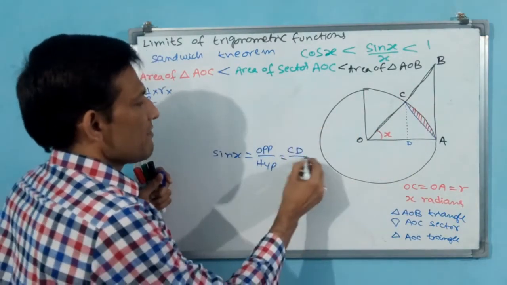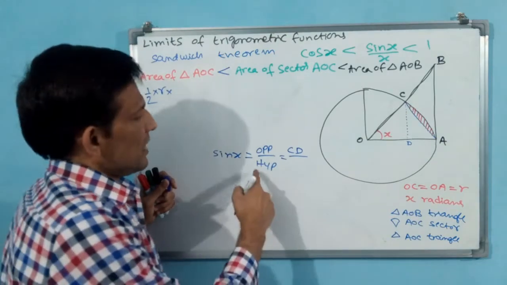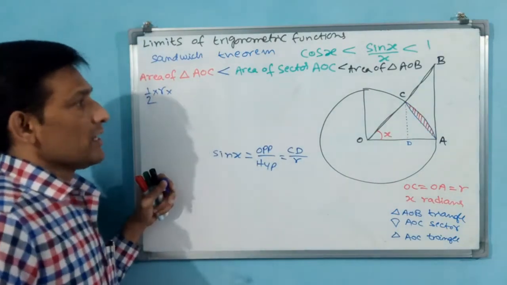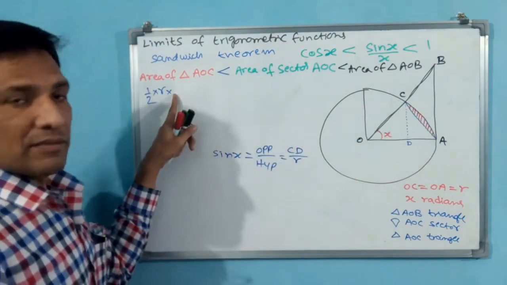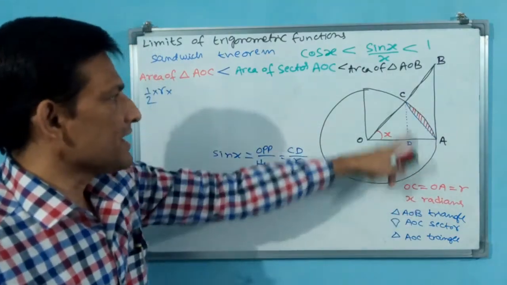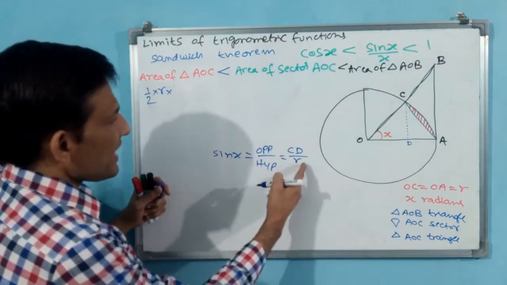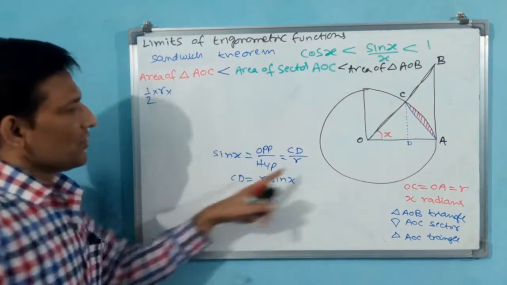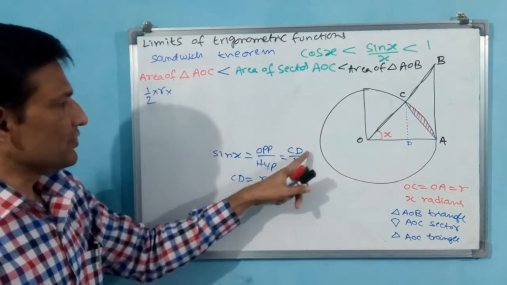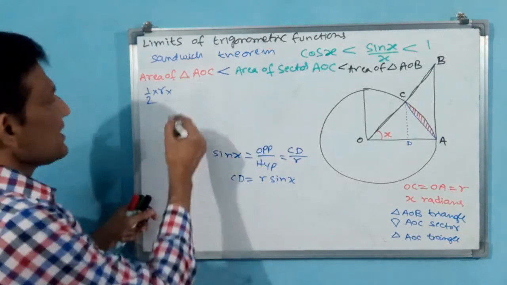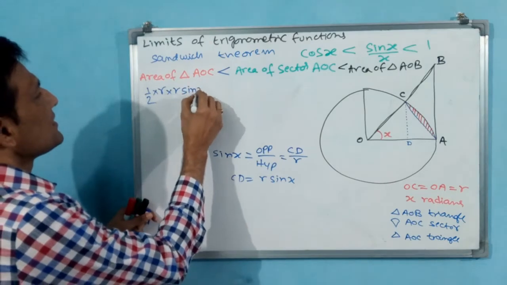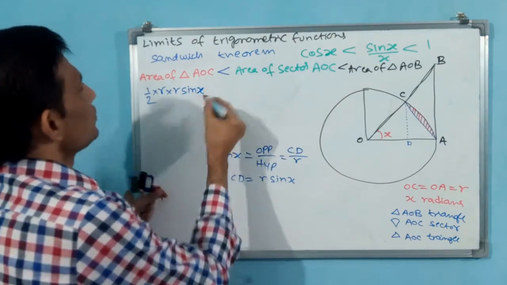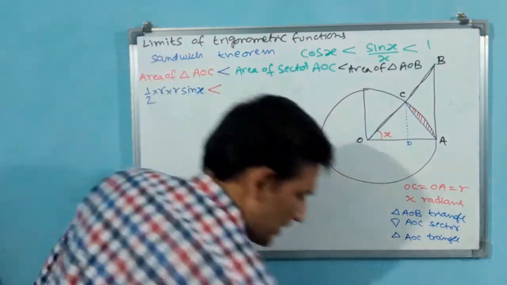CD. You write down CD divided by hypotenuse. What is hypotenuse? Hypotenuse is OC. What is OC? OC is R. Now the perpendicular height you want. Height is CD. So CD by R is equal to sin x. CD is equal to R sin x. Shall I write here R sin x? Is it okay? Okay, definitely okay.